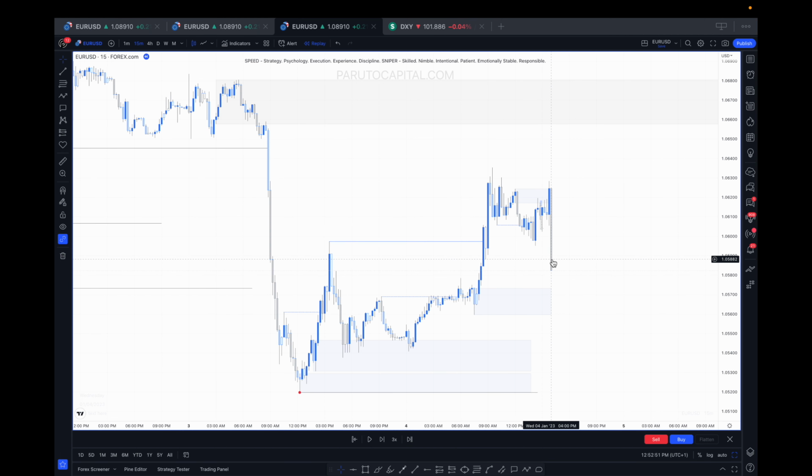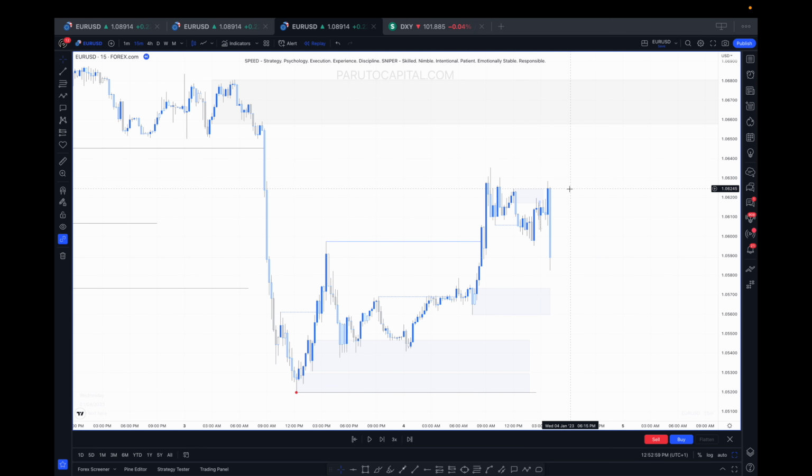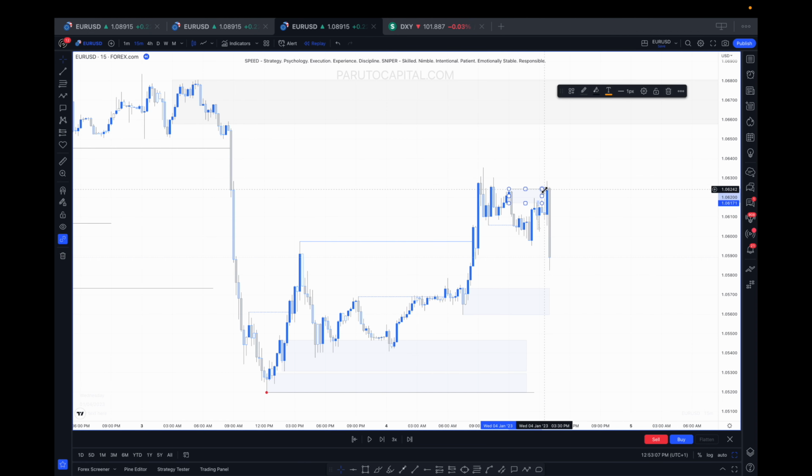3:30 p.m., 4 p.m. Okay, price has wicked our previous high. That seems to be a liquidity grab, and then just taking out this. So you can actually see it this way. That's more like a liquidity grab.